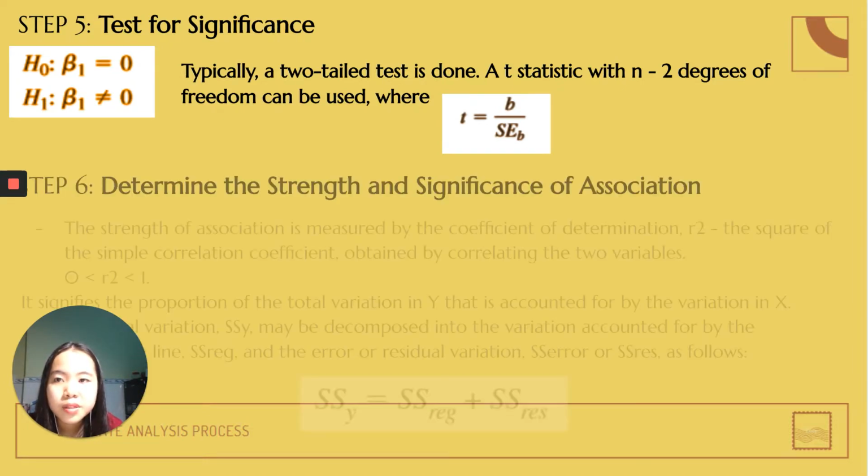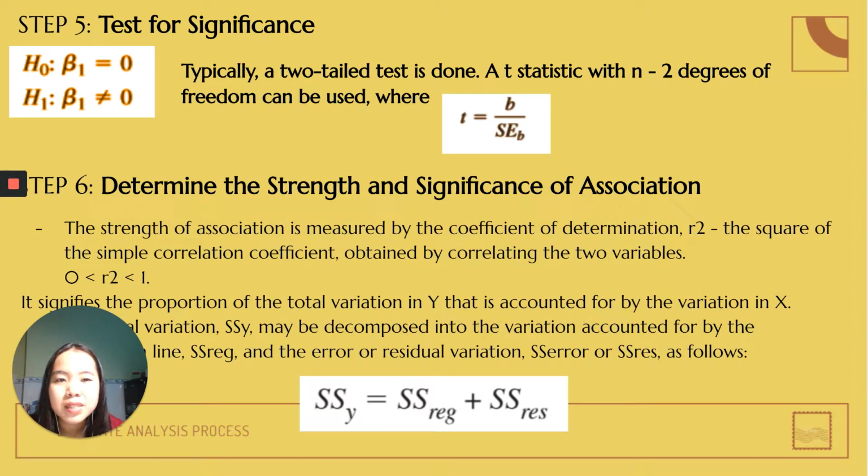Step 6 is about determining the strength and the significance of association. The strength of association is measured by the coefficient of determination, R squared. This is the square of the simple correlation coefficient. It can be obtained by correlating the two variables, and this value lies between 0 and 1. It signifies the proportion of the total variance in y that is accounted for by the variation in x.